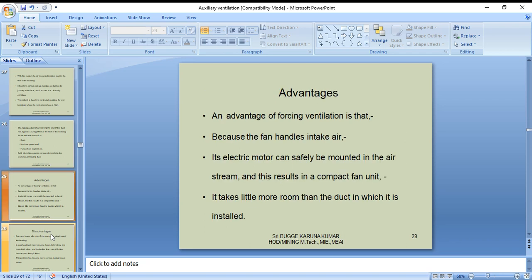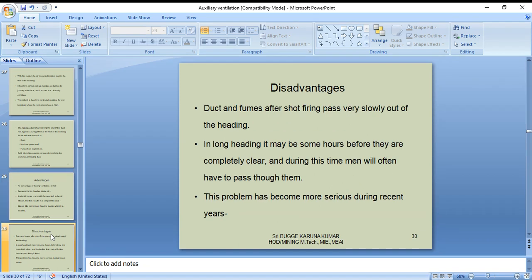Advantages. The advantage of forcing ventilation is that because the fan handles intake air, an electric motor can be safely mounted in the air stream, and this results in a compact fan unit. It takes little more room than the duct in which it is installed.